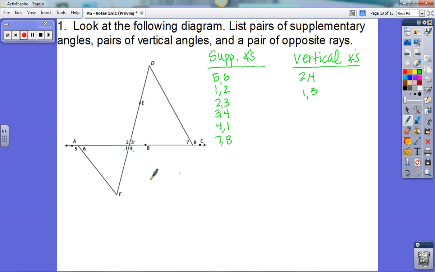And then a pair of opposite rays. Notice that these are not rays because they stop and start at specific points, but these have arrows on them, so we've got rays or lines. If I start with B, that can be my end point or my beginning point, and I can go in opposite directions through A and through C. So my opposite rays would be BA, starts at B and goes past or through A, and then BC again starts at B and then goes past C.